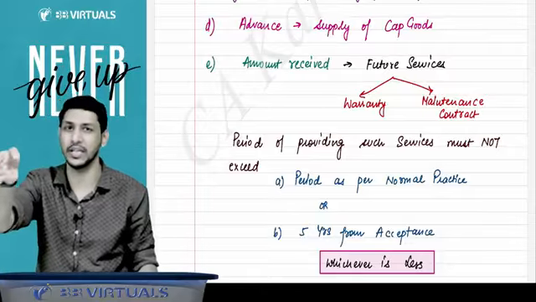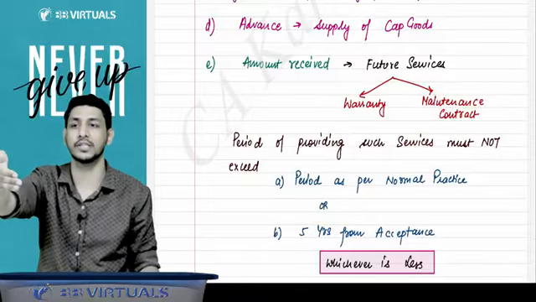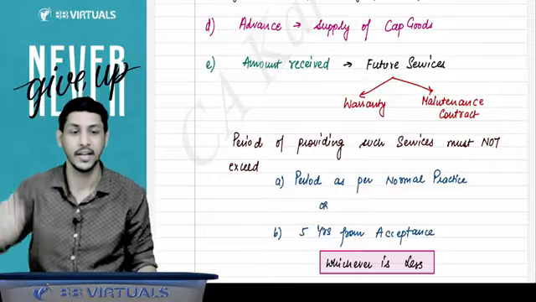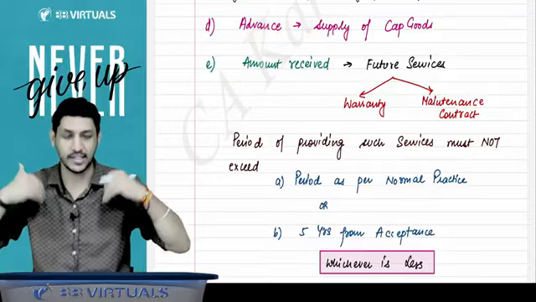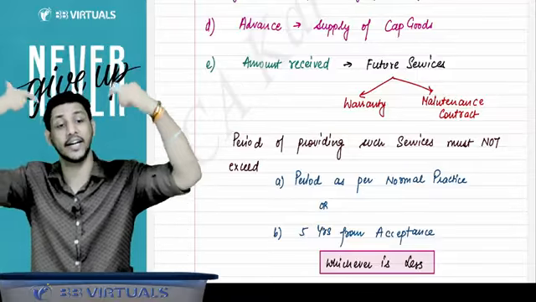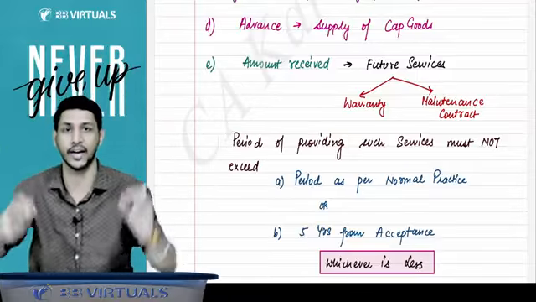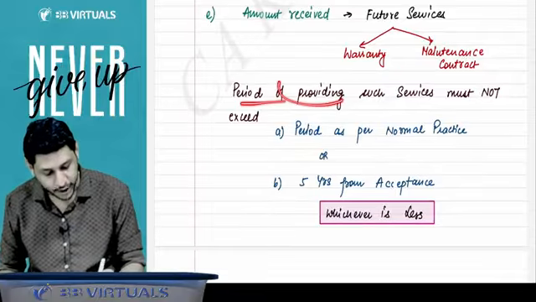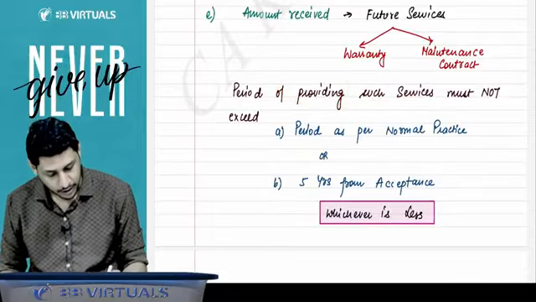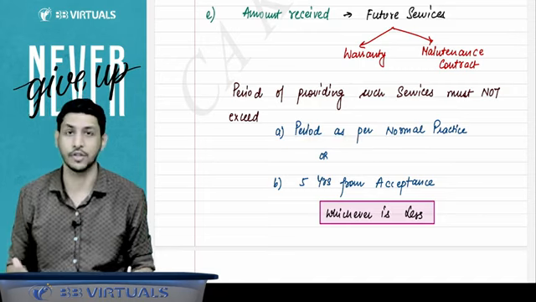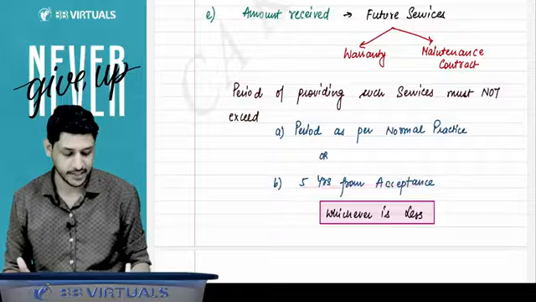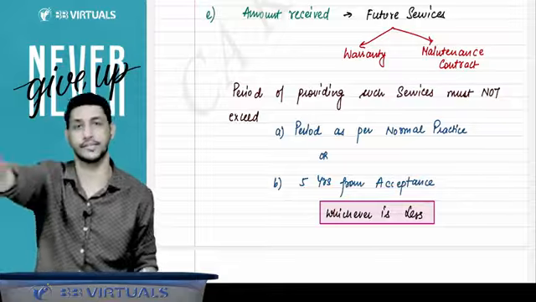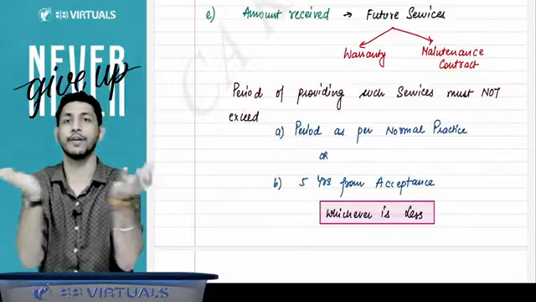For example, sometimes you go to the showrooms and they say that you must pay this and this amount, your warranty will be extended for 5 years, 10 years and all that. So if the company has received any amount for which services are to be provided in future, like warranty, maintenance contracts, then you have to check the period of providing such service, period as per the normal practice of industry, or 5 years from the acceptance, whichever is less. You check what is the normal period your industry follows, that period, or 5 years, whichever is less.